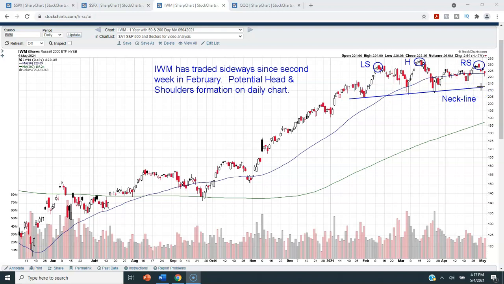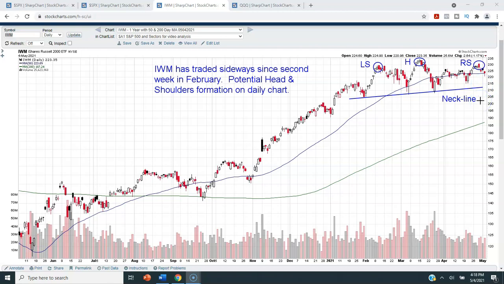So if this pattern is truly forming here, and if the market does continue to roll over, what would confirm this pattern is if the IWM breaks beneath this neckline. So let's just call it 210, or a little bit higher, 210, 211, 212. So if we see the IWM fall beneath this kind of diagonal trend line, this neckline in this head and shoulders reversal pattern, that would indeed confirm this pattern.